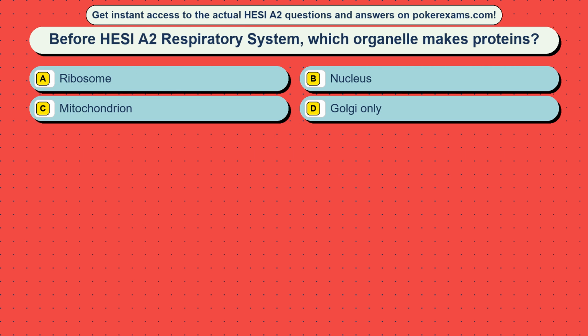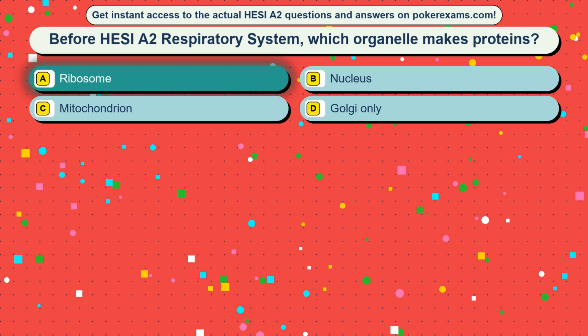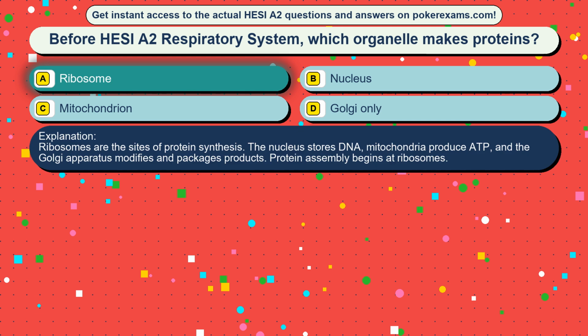Question 45. Before HESI A2 respiratory system, which organelle makes proteins? Option A, ribosome. Option B, nucleus. Option C, mitochondrion. Option D, Golgi only. The correct answer is option A, ribosome. Ribosomes are the sites of protein synthesis. The nucleus stores DNA, mitochondria produce ATP, and the Golgi apparatus modifies and packages products. Protein assembly begins at ribosomes.